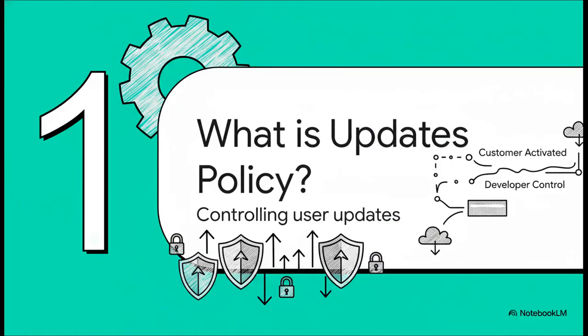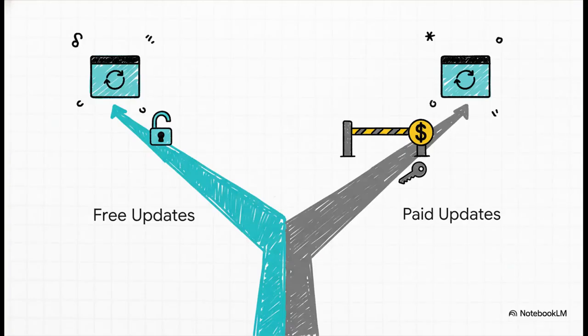So first things first, what exactly is the updates policy? You can think of it as a set of rules you define. It's a tool that gives you, the developer, really fine-grained control over your software's lifecycle, long after it's been installed and activated on a customer's machine. And this is really the heart of it, right? It's all about giving you precise control.